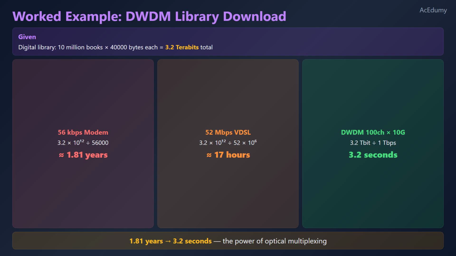But with a DWDM system using 100 channels at 10 gigabits per second each, the total throughput is 1 terabit per second. The download time becomes 3.2 terabits divided by 1 terabit per second, which equals just 3.2 seconds. That is the difference between nearly 2 years and 3 seconds, demonstrating why DWDM is essential for modern backbone networks.